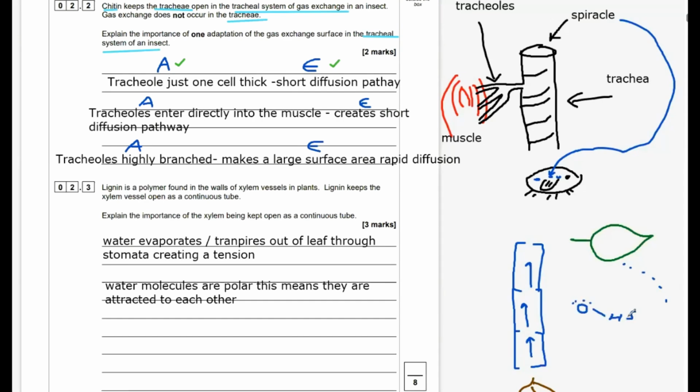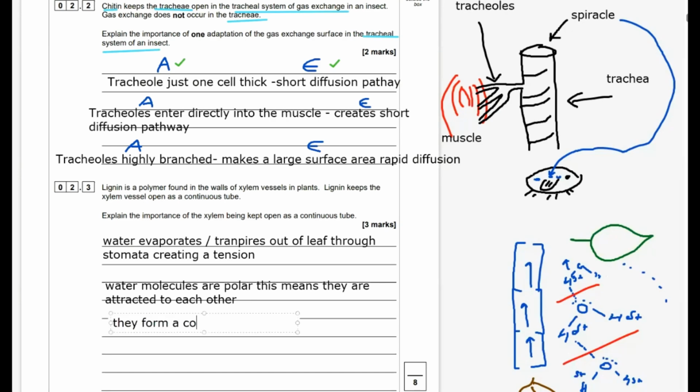They have two lone pairs on the oxygen, making it delta negative or partially negative, and the hydrogens are partially positive. What we get is hydrogen bonds, forces of electrostatic attraction between the partially negative oxygen and the partially positive hydrogen. And so they move up in a continuous column because they're attracted to each other. If you severed those bonds, all the water would fall down. So they form an unbroken column of water moving up the xylem.